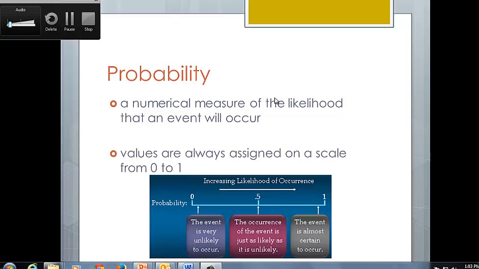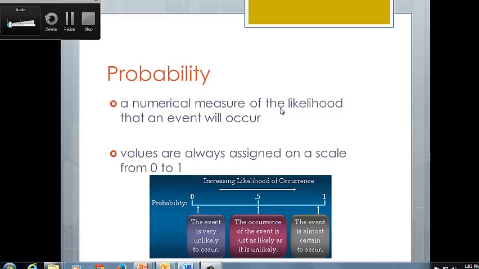A probability of 0, the event is totally not going to happen. A probability closer to 1, or 100%, it's definite. 99%, really, really close to definite. 80%, good chance it's going to happen, that kind of thing.